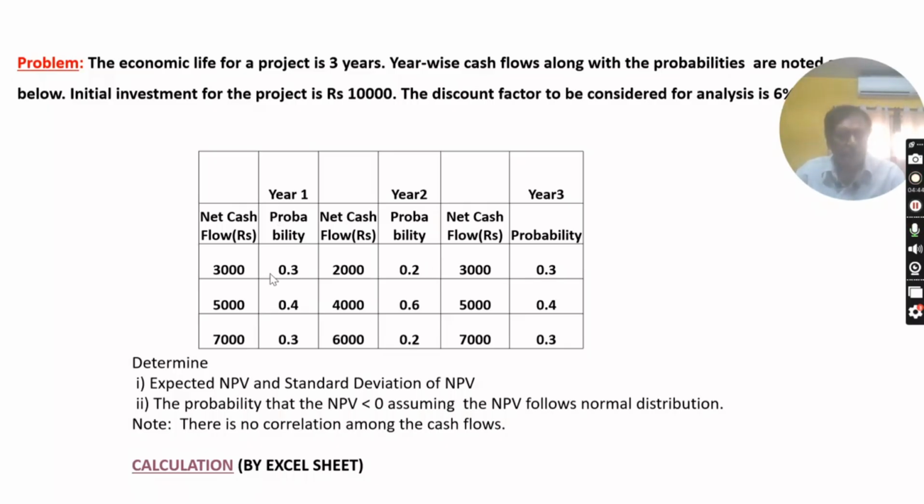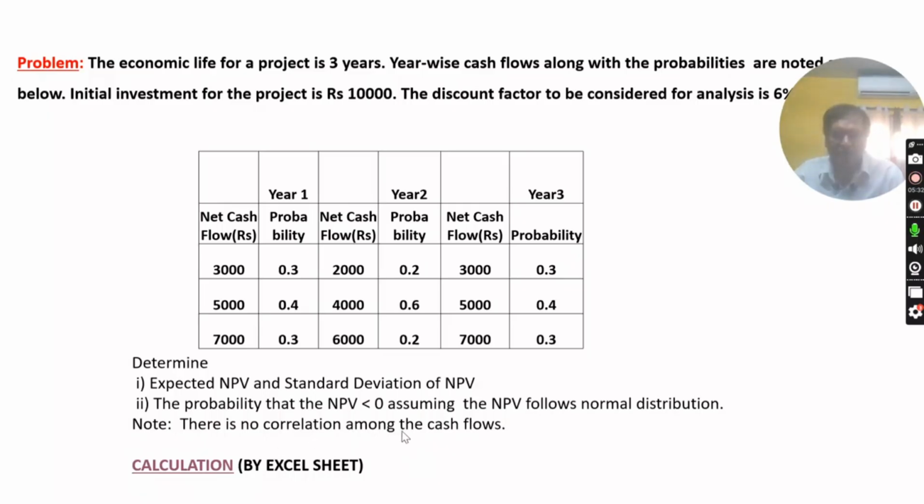What we have to do? We have to determine the expected NPV. What will be the expected NPV of the project? Why are we calculating it? If the expected NPV is greater than 0, then we will go ahead and select the project for application. How much risk is involved? For that you have to calculate the standard deviation of NPV. So first we will learn how to calculate these two items, expected NPV and standard deviation of NPV. After that we have to calculate the probability that the project should be rejected, that is, the NPV less than 0. I will show you how to calculate that also.